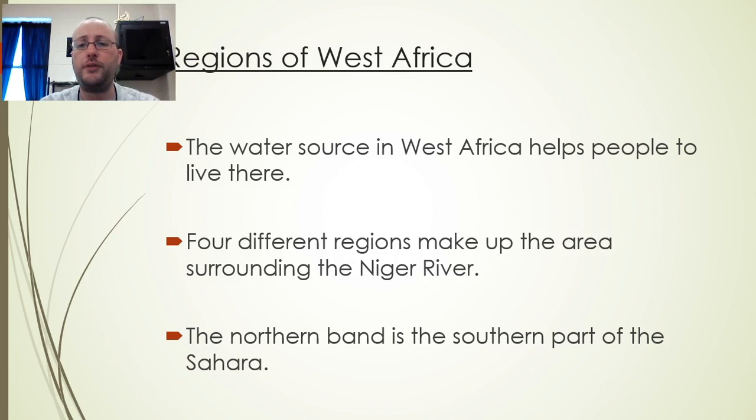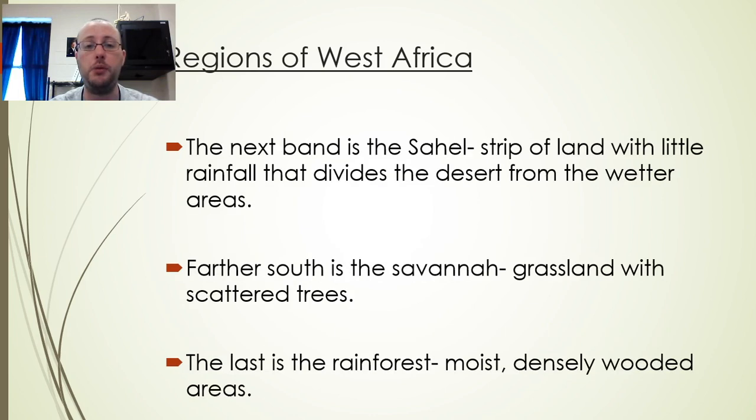The water source in West Africa helps people to live there. For example, there are 4 different regions that make up the area surrounding the Niger River. The northern band is the southern part of the Sahara. Again, these are just some of the different regions of Western Africa and what Africa is made up of. The next band is the Sahel, which is a strip of land with little rainfall that divides the desert from the wetter areas. And farther south is the Savannah, which is grassland with scattered trees.